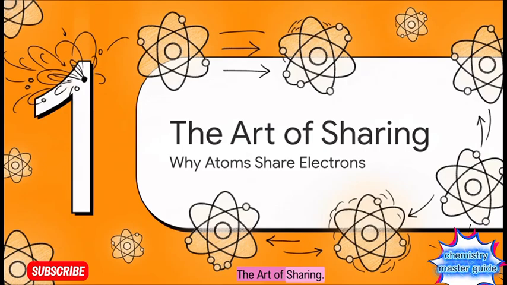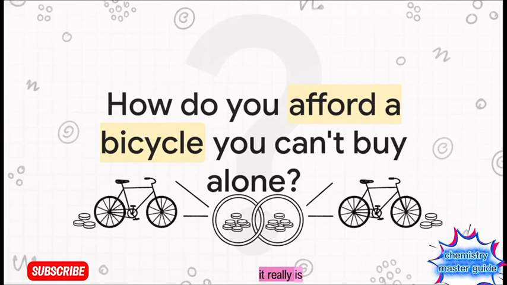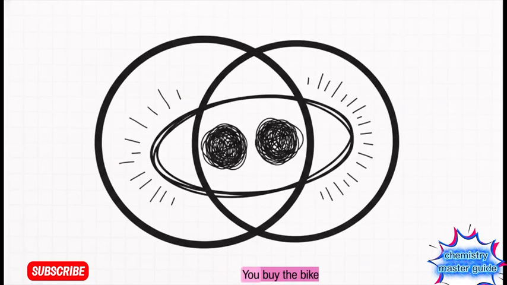The art of sharing. Why exactly do atoms co-own electrons? Now, in chemistry, it really is all about stability. But why do atoms interact with each other to find it? Well, imagine this. You desperately want a bicycle to commute to school, but you only have half the cash. Your friend also really needs a bike, and they only have half the cash too. Neither of you can pull this off alone. So what's the solution? You pool your resources. You buy the bike together and co-own it. By sharing, you both get a stable, reliable ride.